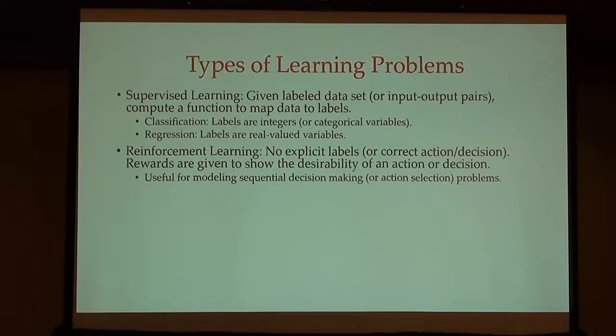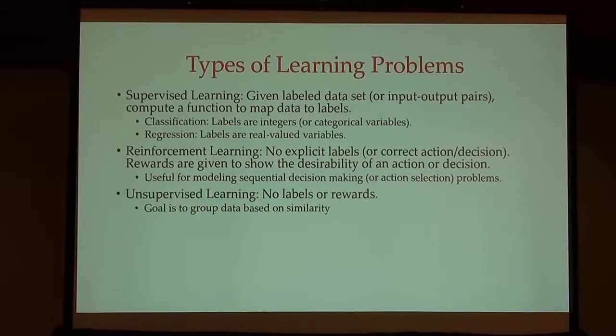Okay? And the next, harder learning problem is the unsupervised learning problem, where you don't have any labels or rewards. Your goal is to group data based on similarity. For example, if you are shown 100 pictures of cats and 100 pictures of dogs, you are expected to say that one is different from the other, but maybe not really give the label of cat or dog. That's the difference. You are never given any label when you are being given the examples.